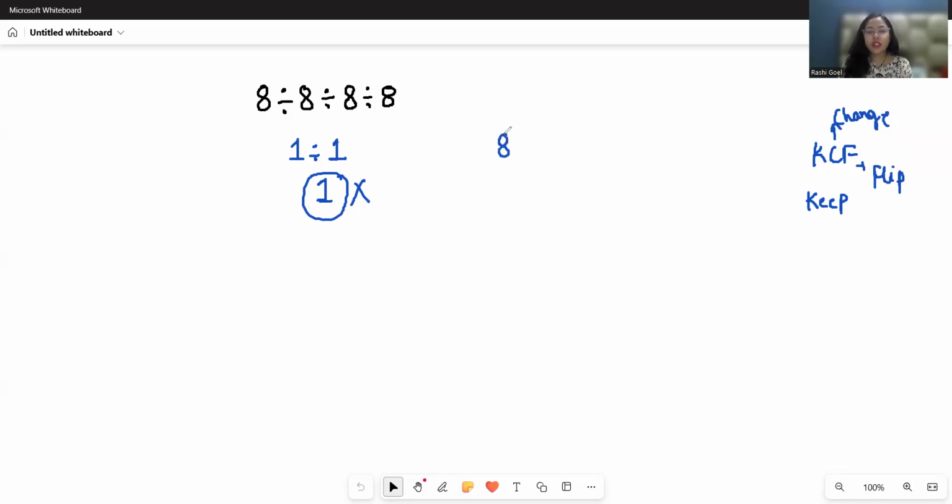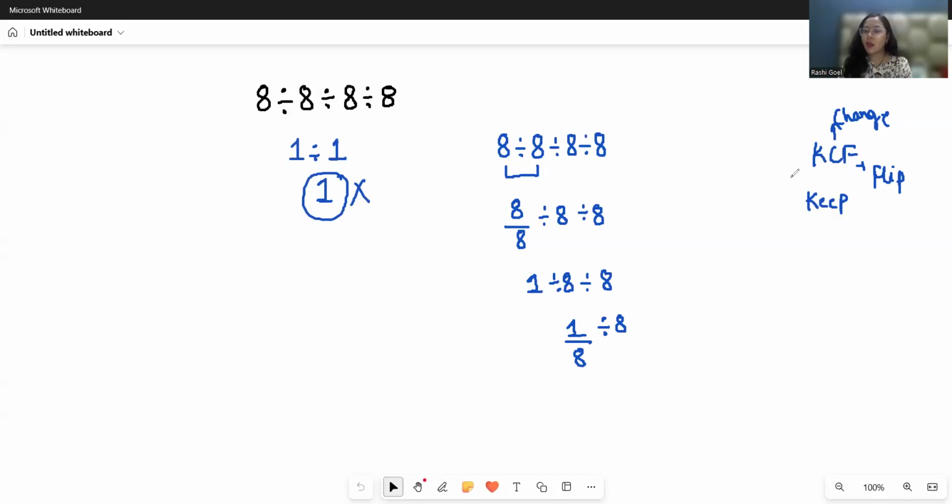So rewrite the expression: 8 divided by 8 divided by 8 divided by 8. Take two terms at a time. 8 divided by 8, we will write it like this. Then divided by 8, then divided by 8. 8 divided by 8 is 1, divided by 8, divided by 8. 1 divided by 8 is 1 by 8, divided by 8.